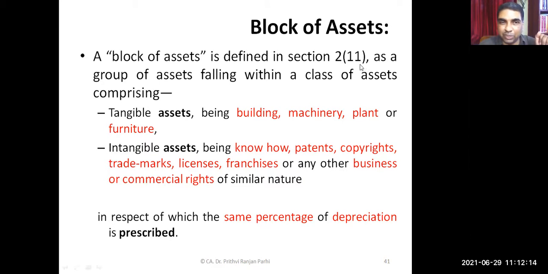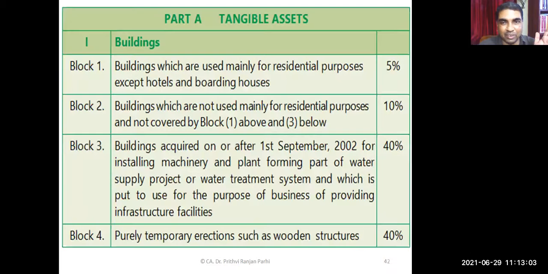Block of asset is defined in section 2(11) as a group of assets falling within a class of assets, comprising tangible assets being building, machinery, plant or furniture, and intangible assets being know-how, patent, copyright, trademark, license, franchise, or any other business or commercial rights of similar nature, in respect of which the same percentage of depreciation is prescribed. So under the asset class of building, a group of assets is classified on which the same rate of depreciation is charged. That is one block. I will show you with the help of an example.